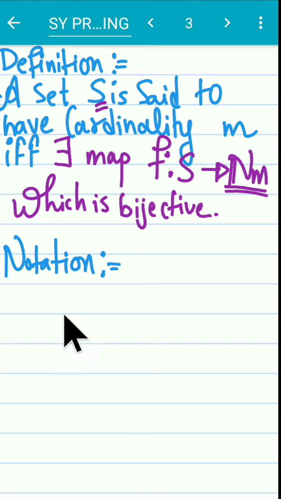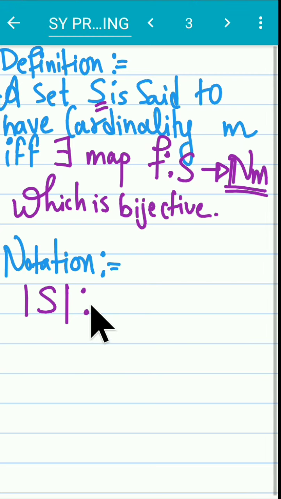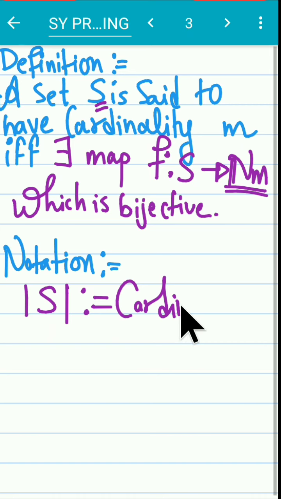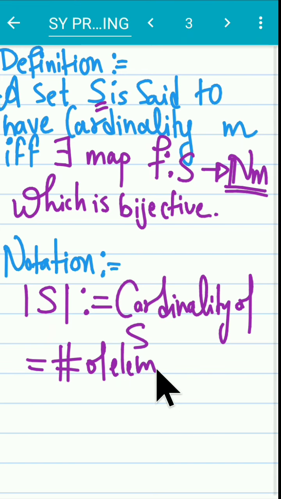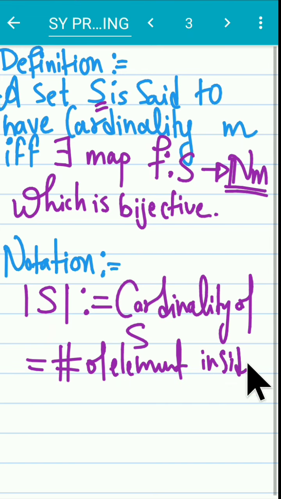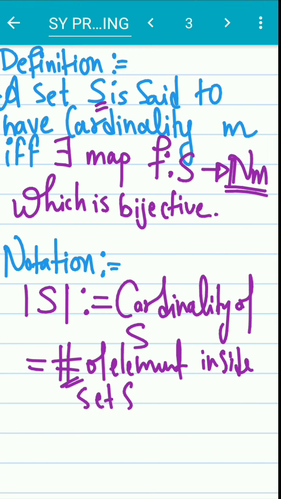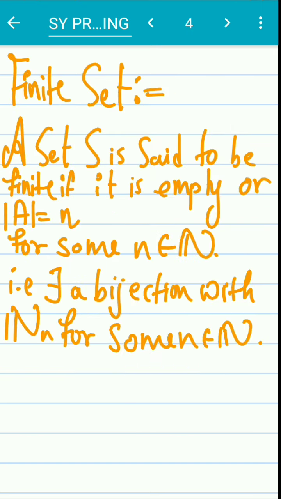Okay, now the notation of the cardinality is this, you already know, so you should write it. This is defined as: cardinality of S is the same as the number of elements inside set S. This is the notation which I use for number of elements. So what is the meaning of a cardinality? A cardinality is M if and only if there exists a bijective map from S to N_M, correct? Simple. So finally, a finite set.